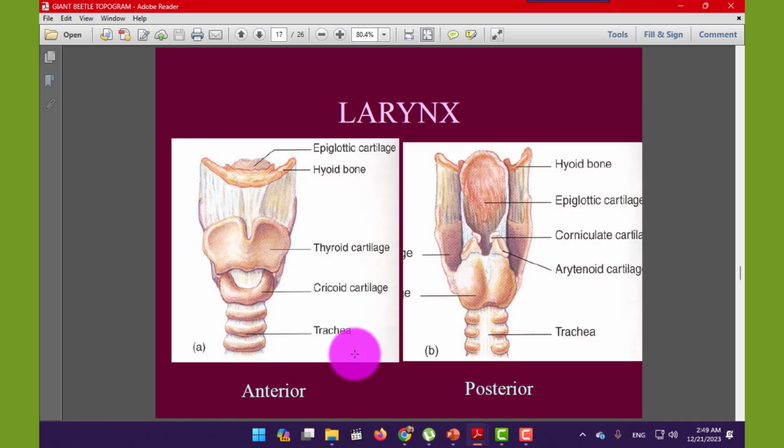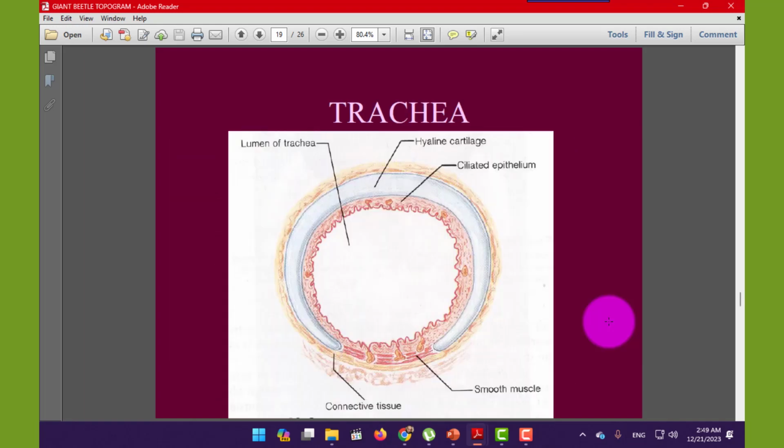Epiglottis cartilage, hyoid bone, thyroid cartilage, cricoid cartilage, trachea. Hyoid bone, epiglottic cartilage, corniculate cartilage, arytenoid cartilage, trachea, larynx, trachea, lumen of the trachea, hyaline cartilage, ciliated epithelium, smooth muscle and connective tissue.